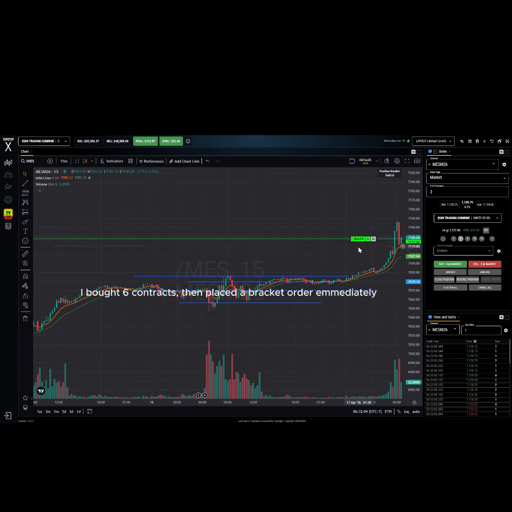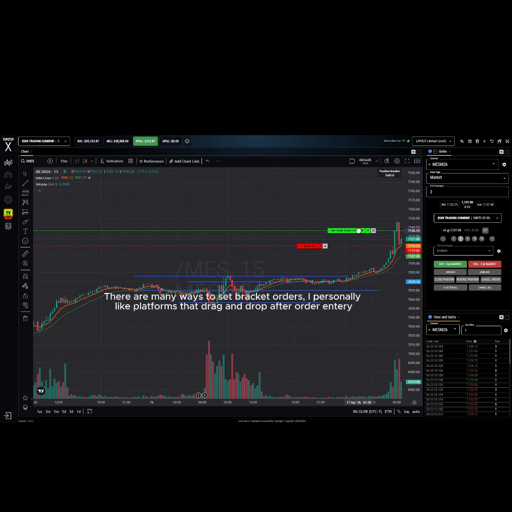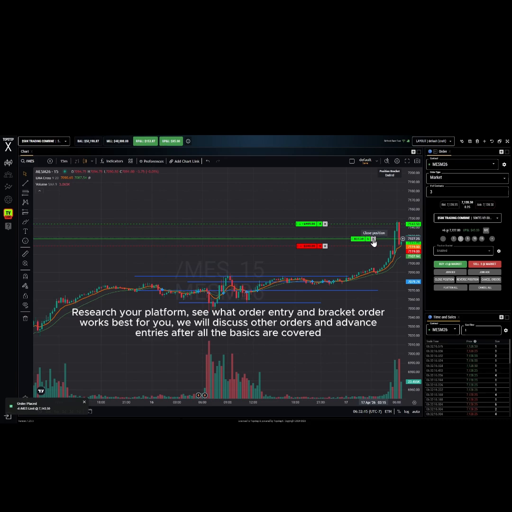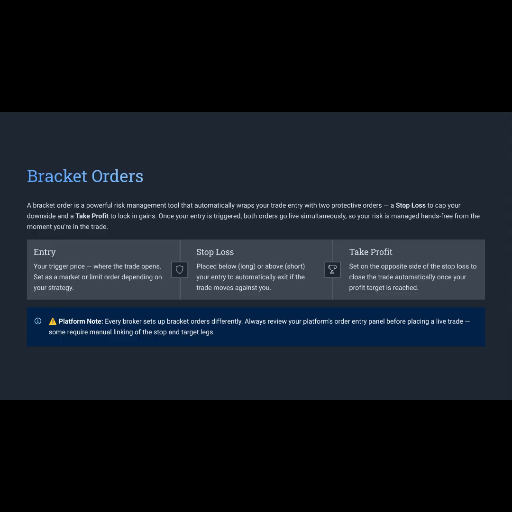Now let's briefly talk about bracket orders. A bracket order is simply a way to manage your trade automatically. It includes your entry, your stop loss, and your take profit. Each platform sets this up a little differently, whether you're using a brokerage or a prop firm.